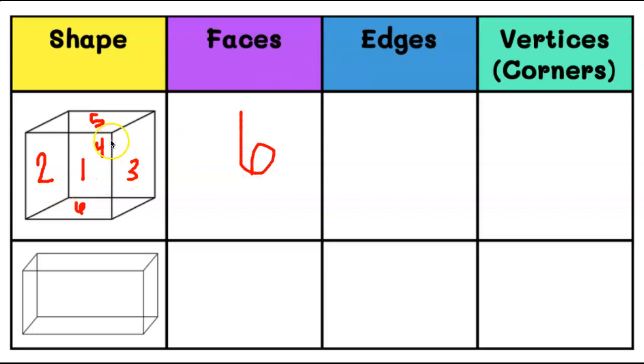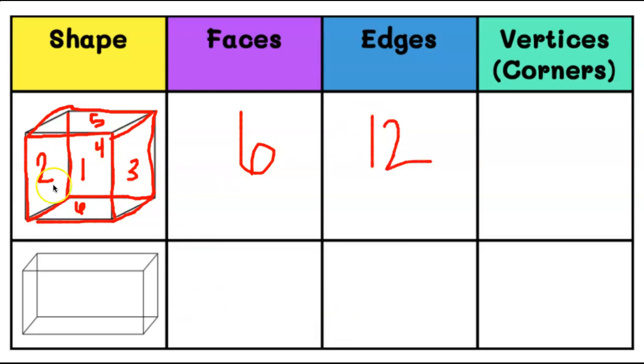Now I'm going to count the edges, and I might even trace the lines. 1, 2, 3, 4, 5, 6, 7, 8, 9, 10, 11, 12. 12 edges. And by tracing them like that, I'm really careful that I don't miss any.